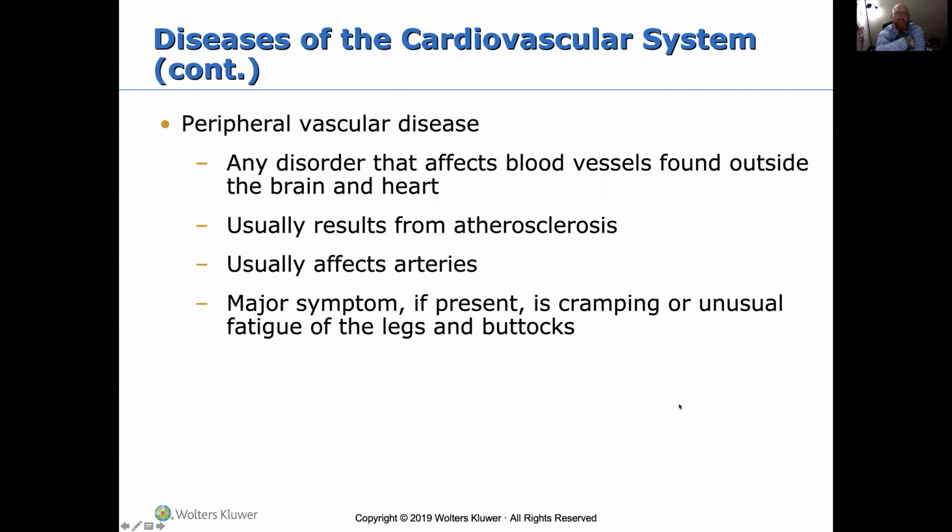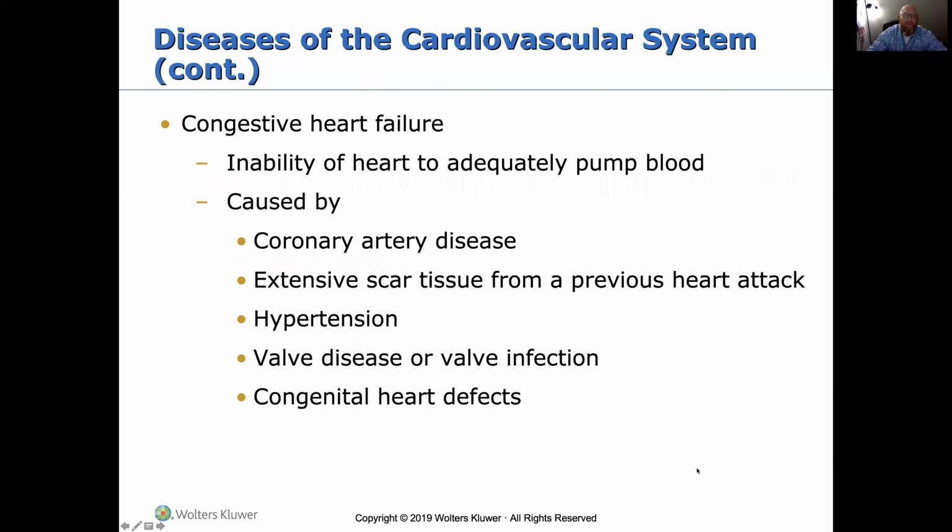Peripheral vascular disease, that's another one that we talked about. This is any disorder that affects blood vessels found outside of the brain and heart. It usually results from atherosclerosis. More often than not, it affects arteries, not veins. The major symptom, if it's present, is cramping or unusual fatigue of the legs and buttocks, which is very odd to me. But most of the time, this is the major symptom of peripheral vascular disease. Should be able to remember that.